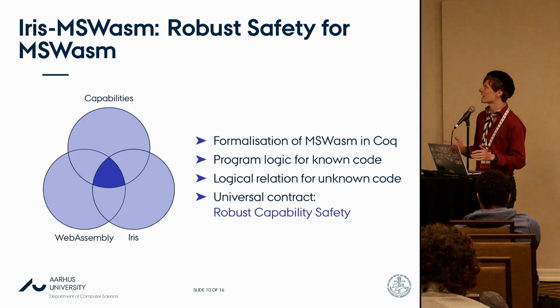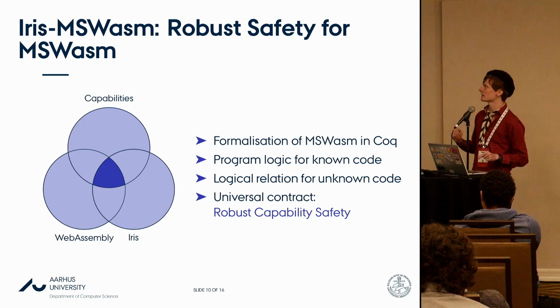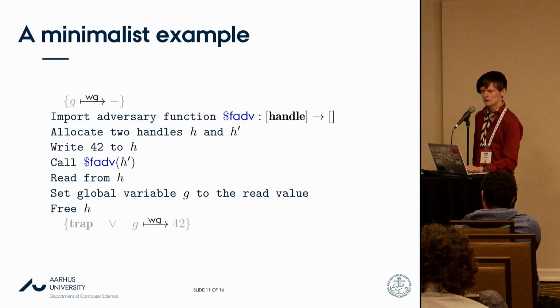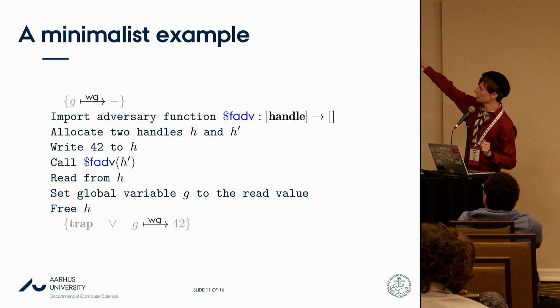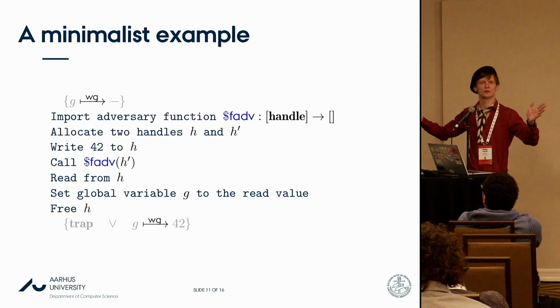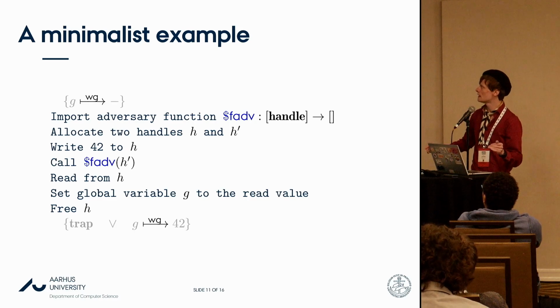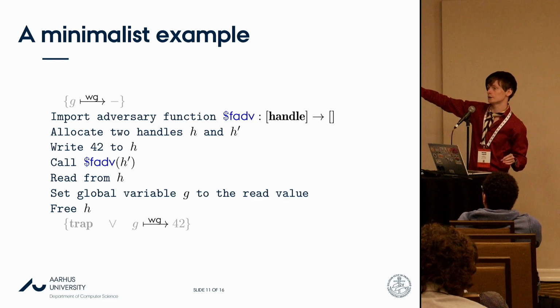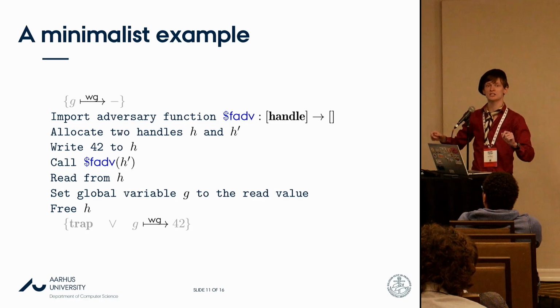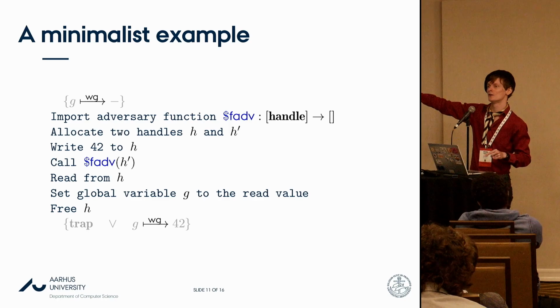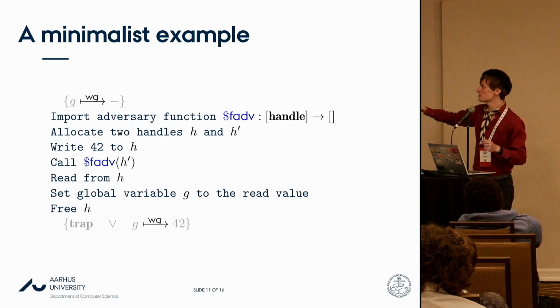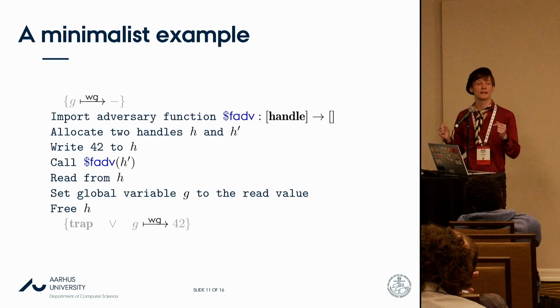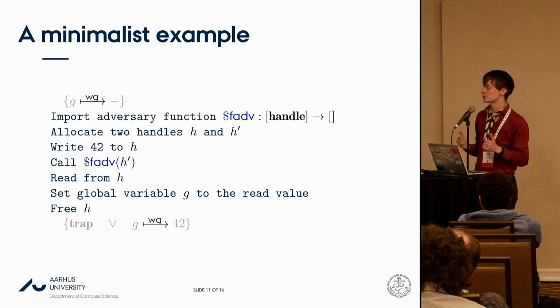And now with the remainder of the time I'll get a little bit more technical about how exactly you can use Iris-MSWasm and how exactly we got to this product. So let's look at a very simple program that illustrates how Iris-MSWasm might be used. I'm importing an adversary function fadv that I know nothing about. That could be a library function from a library I don't know or trust. I'm now allocating two handles, two spaces in memory, h and h prime, writing a secret value 42 to my first handle h, and then I call my adversary function with argument h prime. And now what I wish to have is when I return from that call, if I read the value and place it in a global variable, that's still the value 42 that I'd written there.